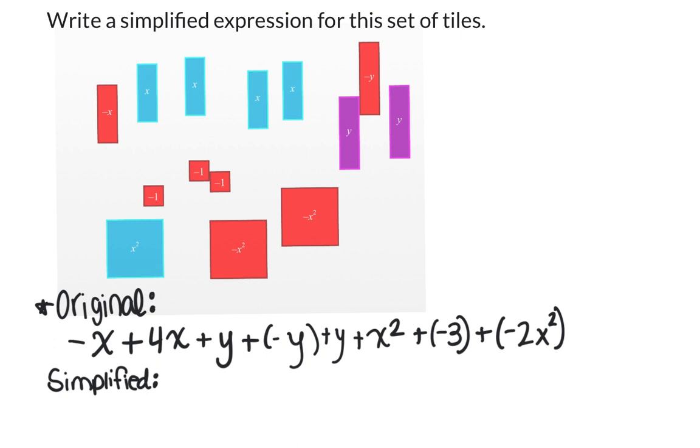On our final example here, I'd like you to try it yourself. You're going to pause the video, cancel out any 0 pairs you see, and record what's left, which would be your simplified expression. Then push play to see how you did.